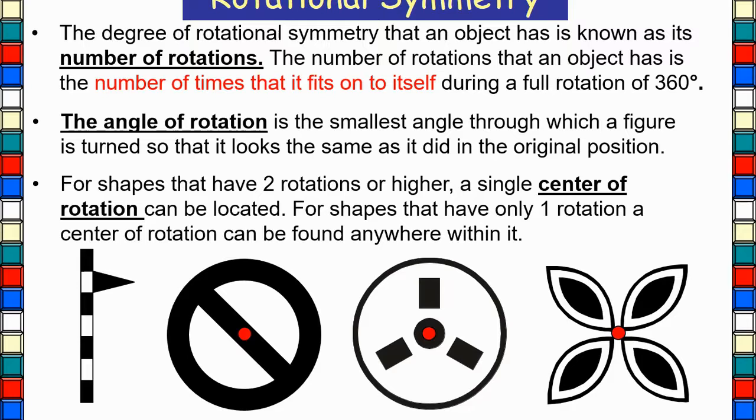Okay. We also have these things called center of rotation. And it's a very specific spot on something that has rotational symmetry. If the angle of rotation is 180 degrees or less, that means that if it has 2 rotations or more, it will have a center of rotation. If it has a 360 degree rotation, so it doesn't have rotational symmetry, you can say that the center of rotation is anywhere. It doesn't really matter because it takes a full 360 degrees, a full rotation, for it to come back on itself.